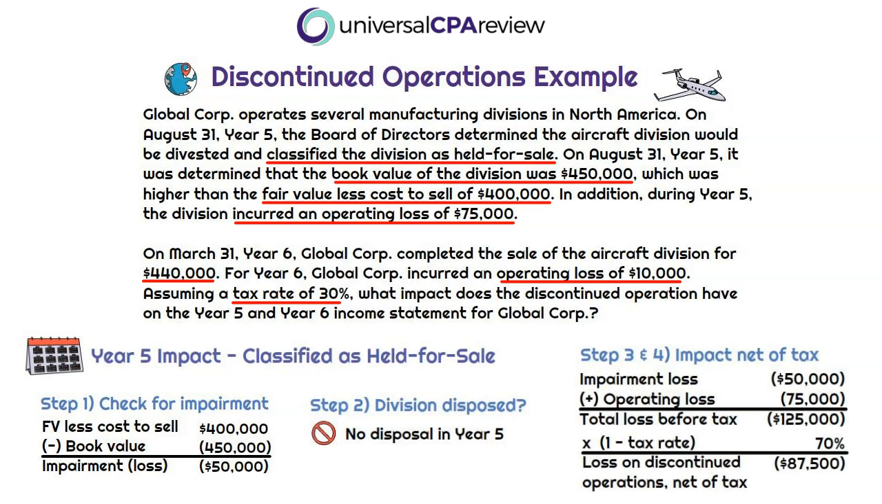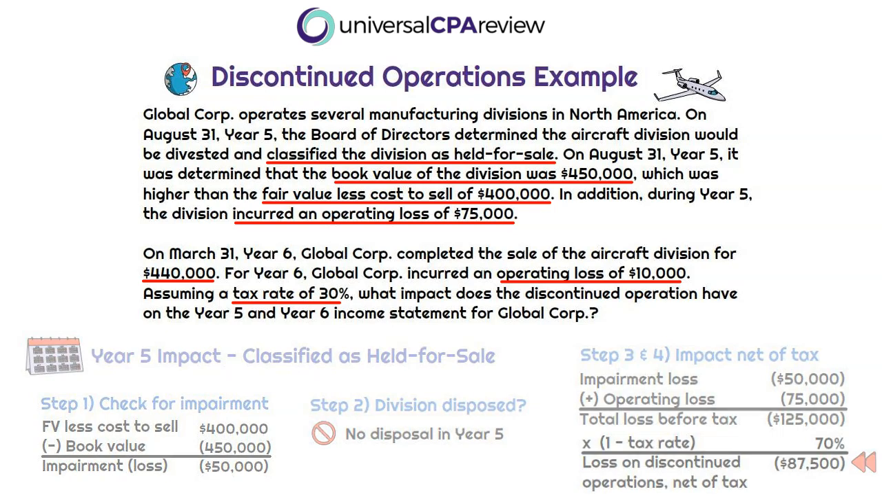But they will get some benefit from this, right? It's going to reduce their overall taxable income. All right, so we need to take 1 minus the tax rate, which is 70%, multiply that by $125,000. That means the loss on discontinued operations net of tax is going to be $87,500, right? So that's what would be reported in the year 5 income statement for this discontinued operation.